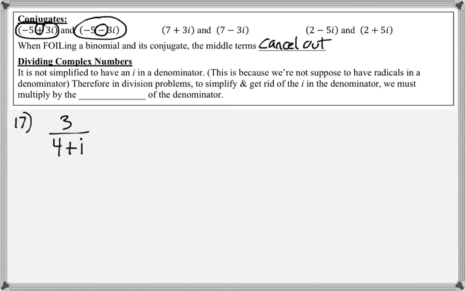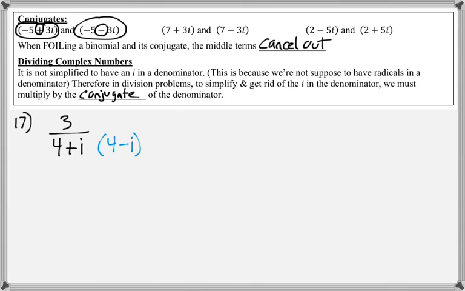So it is not simplified to have an i in the denominator. This is because we're not supposed to have radicals in the denominator. So therefore in division problems, to simplify and get rid of the i in the denominator, the process is to multiply by the conjugate of the denominator. So here I have a 4 plus i on the denominator. So I'm going to multiply by the conjugate, which is 4 minus i.